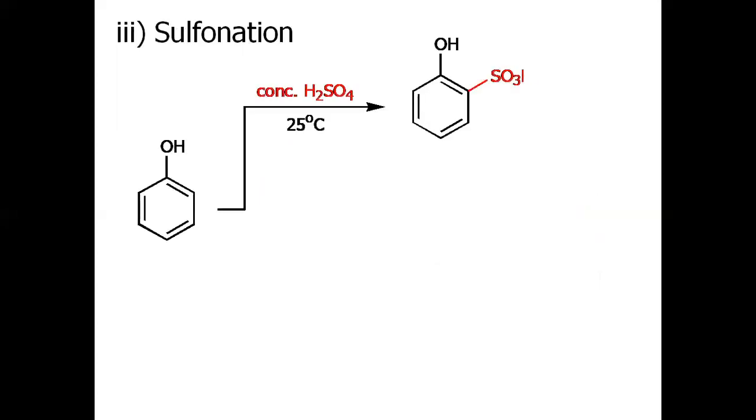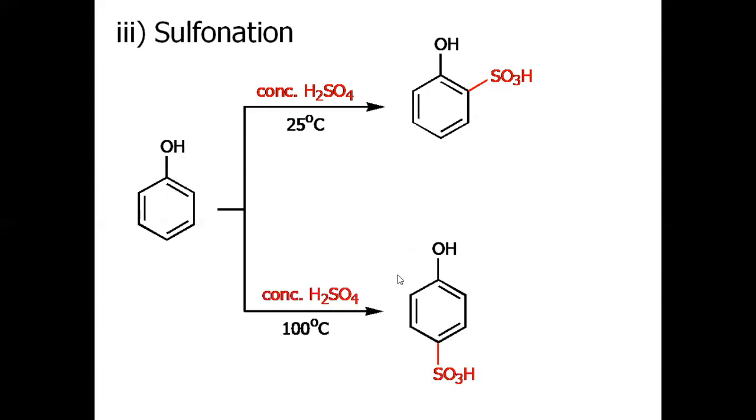Next example, sulfonation. In sulfonation, at room temperature, concentrated sulfuric acid will give you a kinetically controlled product of ortho-sulfonic acid. And if we increase the temperature, we have thermodynamically controlled product of this one.